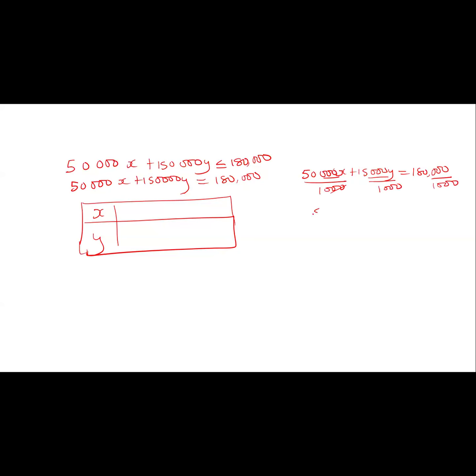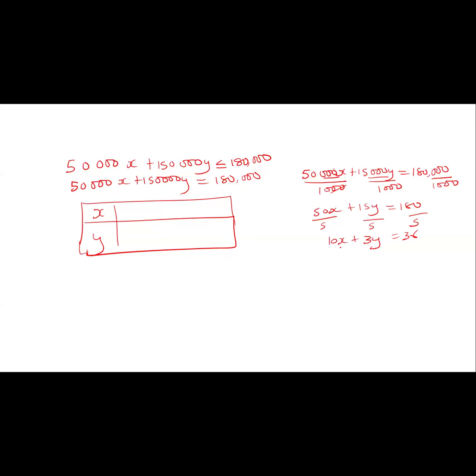So you remain with 50x plus 15y is equal to 108. When you notice, still you may find that there is another digit that can go through. So let me say, 5 can go through. So you can divide by 5, divide by 5, divide by 5. But make sure what you are dividing with divides everything. So you have 10x plus 3y is equal to 36.